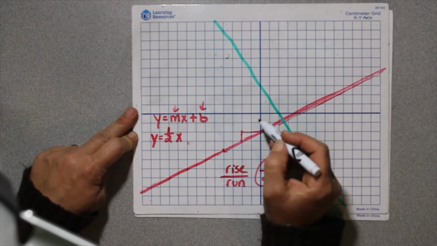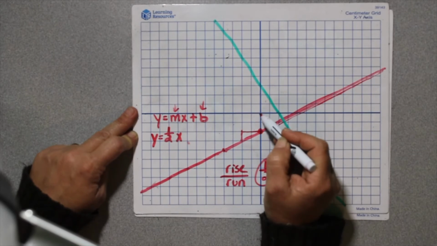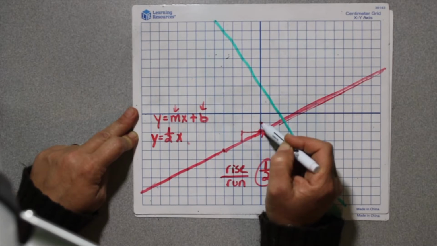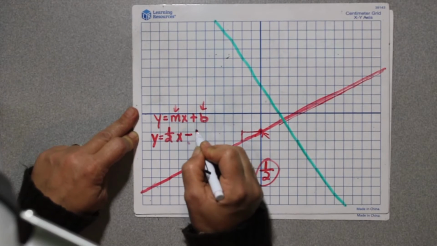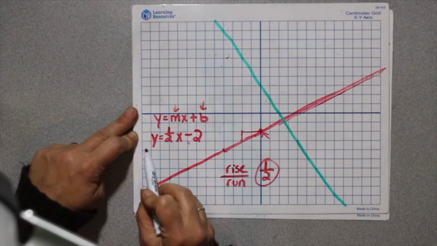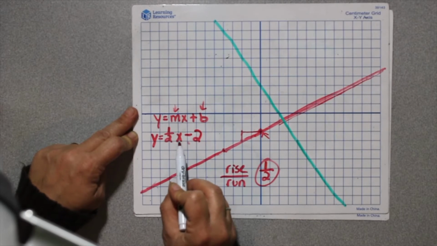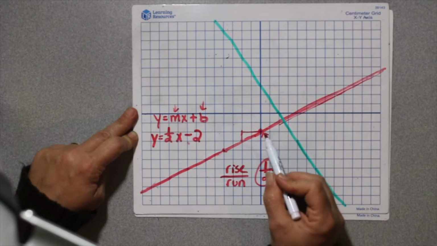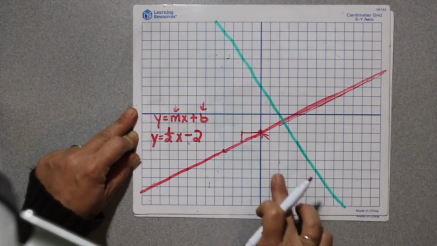Now what's b? B is our y-intercept. That's where it crosses the y line, right there. And that is at negative 2. So we're going to say minus 2. So that is the equation for this red line. Y equals 1/2 x minus 2. 1/2 being our slope, negative 2 being our y-intercept.